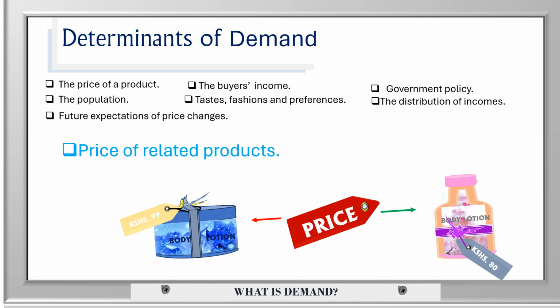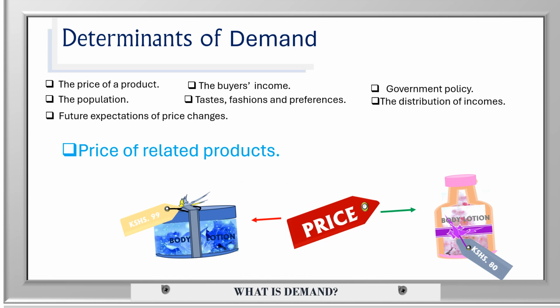Another point is about the price of related products. When it comes to related products, we are talking about substitutes and complements. Substitutes are goods that satisfy a similar need or desire, and an increase in the price of such goods will increase demand for its substitute, while a decrease in price will decrease demand for its substitute.